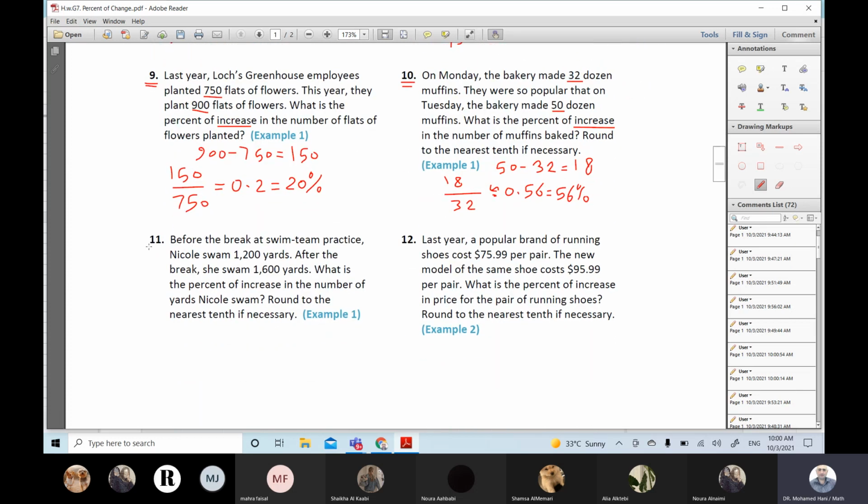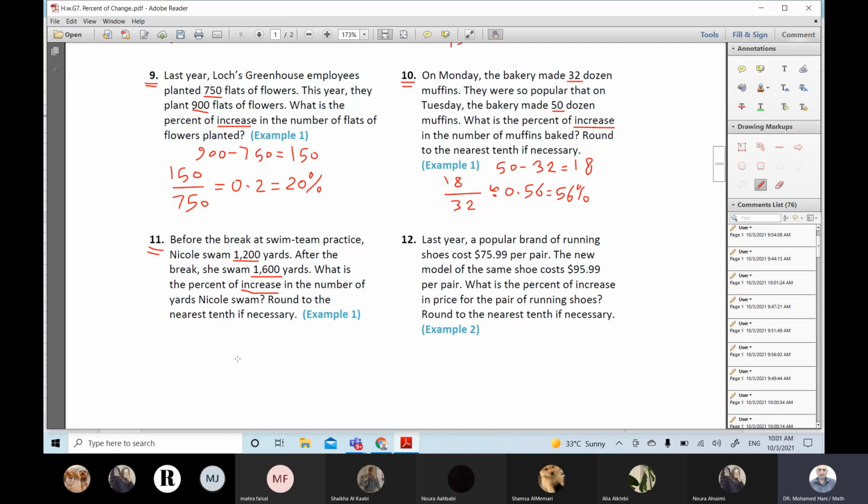Who can read exercise number 11, please? Mr., can I read? Please, Noura. Before the break at swim team practice, Nicole swam 1,200 yards. After the break, she swam 1,600 yards. What is the percent of increase in the number of yards Nicole swam, rounded to the nearest tenth if necessary? Great, thank you. I will add to you 2 marks.